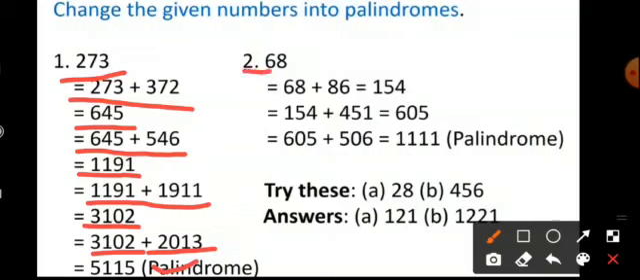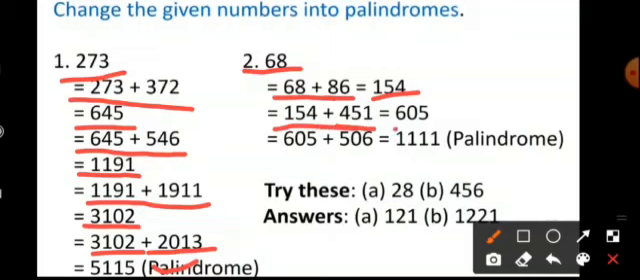Second example, 68. This is also not a special number, so reverse it, it will become 86. Now add these two numbers, we will get 154. Now again 154 is not a special number, so reverse it, it will become 451. Now add these two numbers, you will get 605.